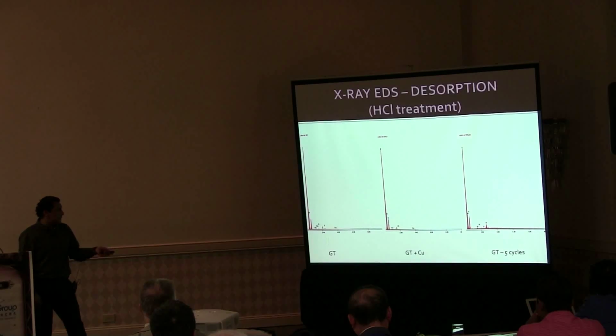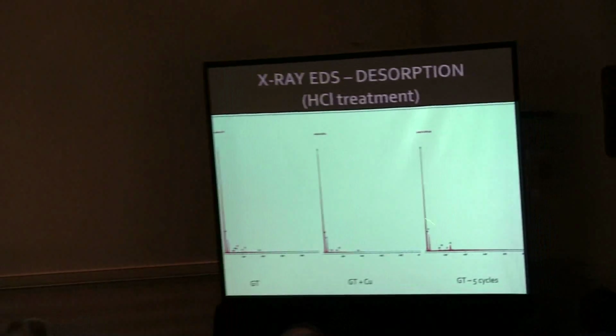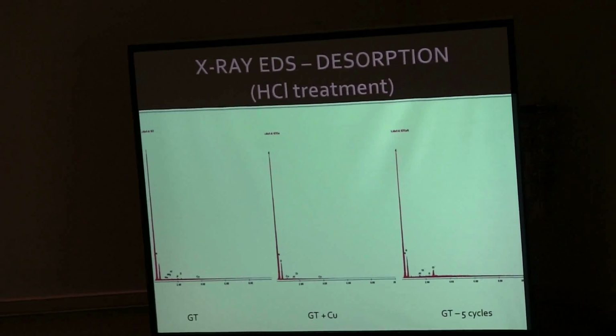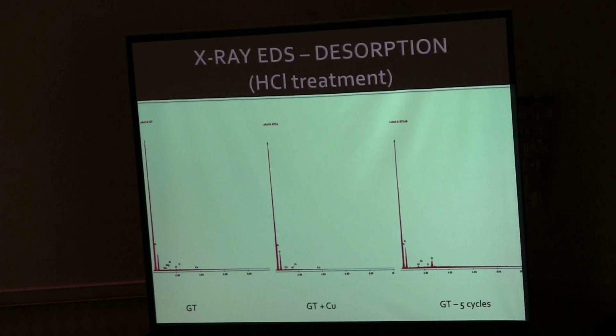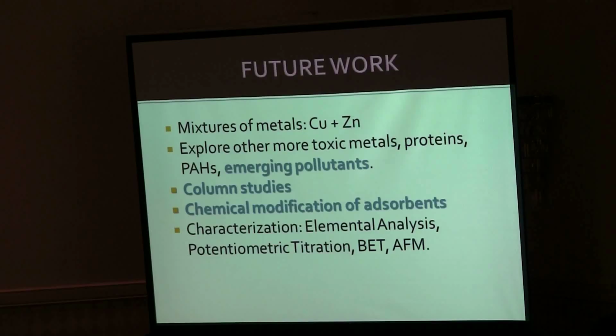The metal is, with green tea, no copper, and then after the desorption you have no copper again. So all the copper can be removed out of the adsorbent. So let me just move on a little bit to the emerging pollutants. Can we use this with these new pollutants?